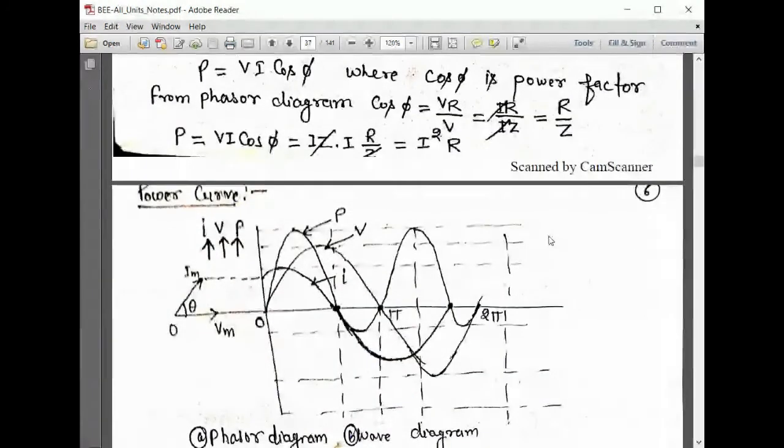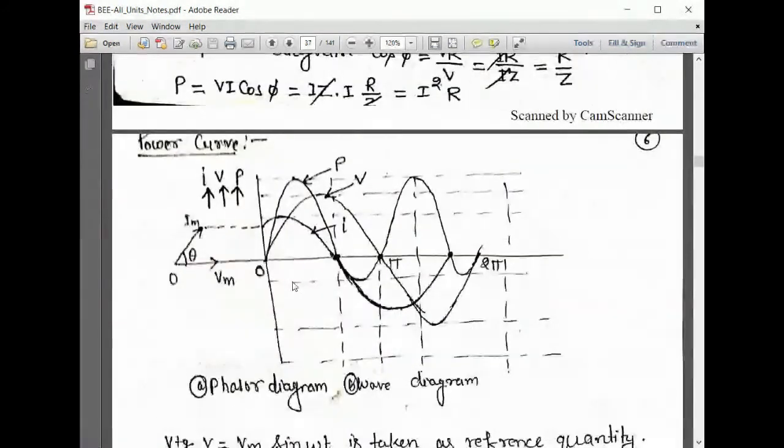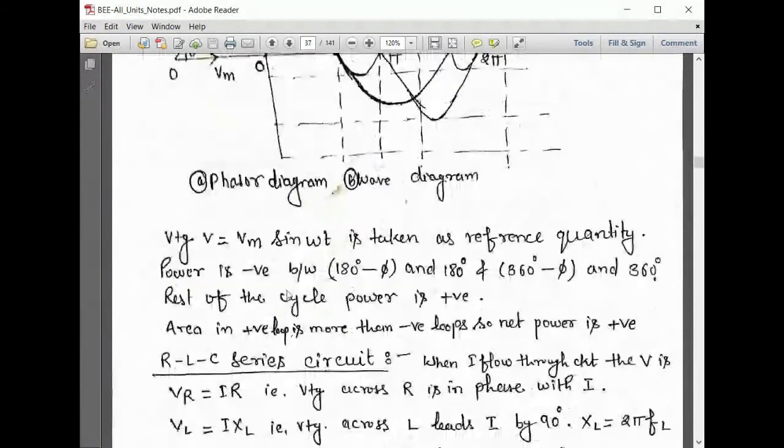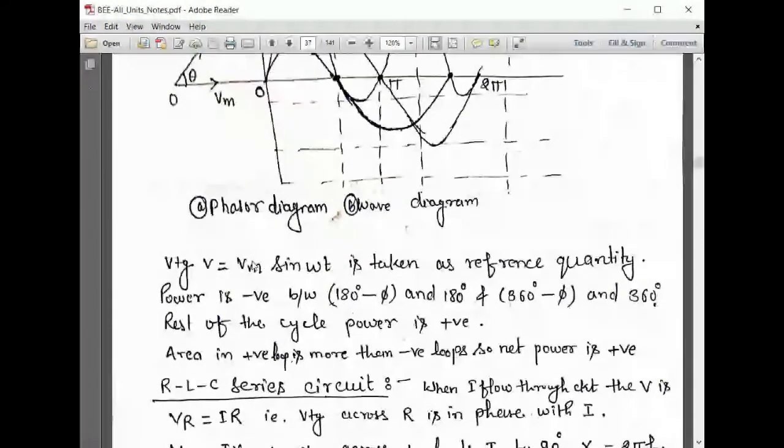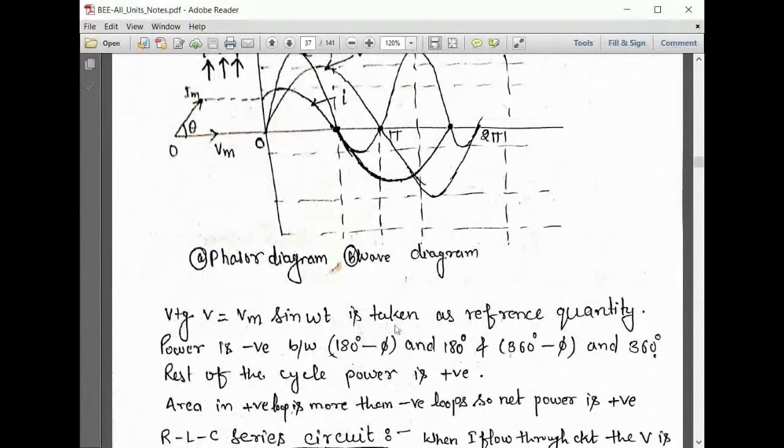Okay, and this is the waveform diagram right here. In this diagram you can see one is the voltage waveform, second one is the power waveform, and last one is your current waveform. Okay, so these three waveforms are represented right here. In this waveform you can say current is leading the voltage, okay, or voltage is lagging the current. Clear everyone?